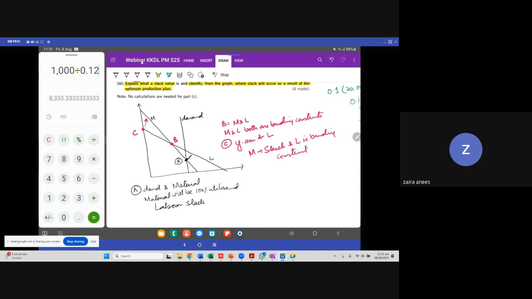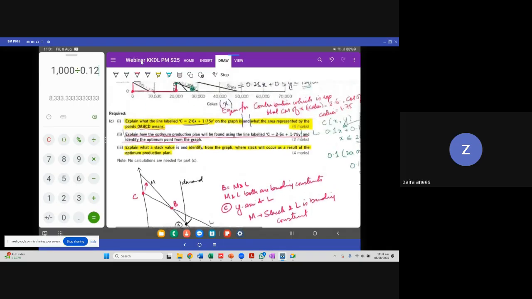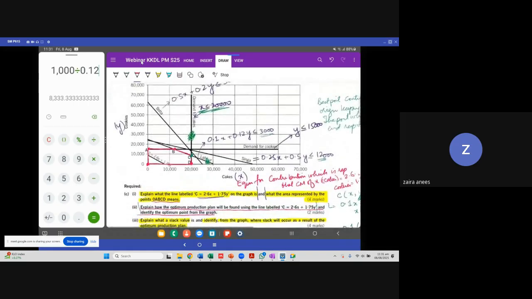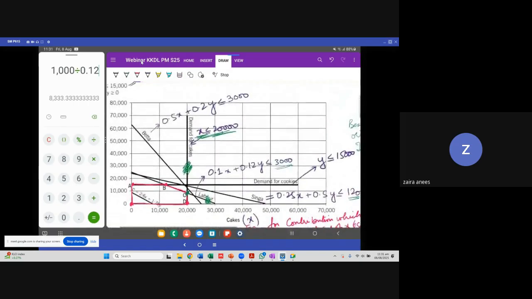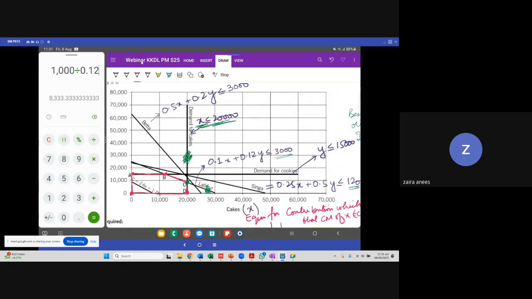Right. So this is the easiest way to identify slack. Try to locate the solution and see which lines are actually making the solution at that point. The line which is making the solution is the binding constraint, and is 100% utilized. And the line which is in the area above that line is actually your slack, right? So let's try to magnify this. Can you identify what is slack here?